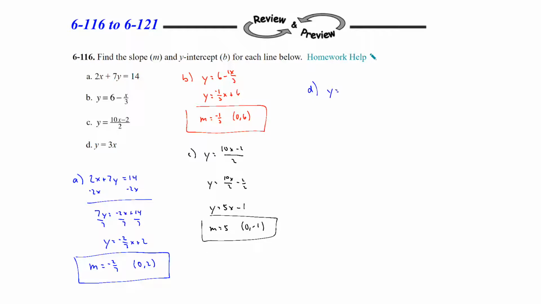And the last one is written in slope-intercept form. You don't see the y-intercept because it's 0, so I just put a plus 0 so you could see it. And then your m is 3, and your y-intercept is at (0, 0), or the origin.